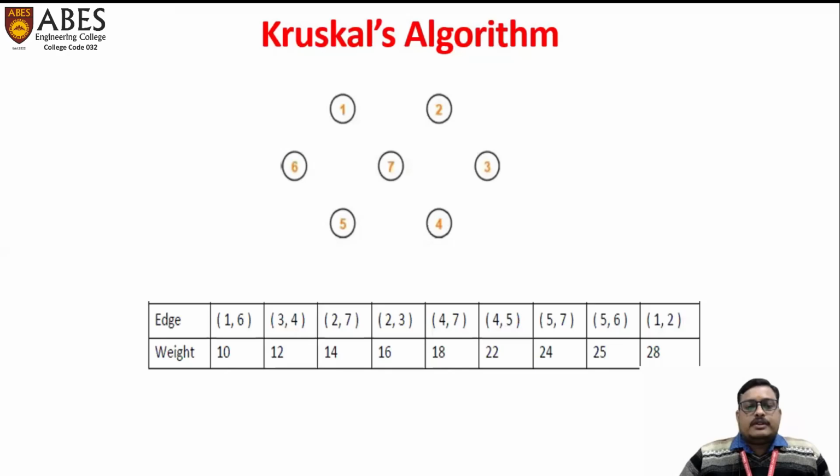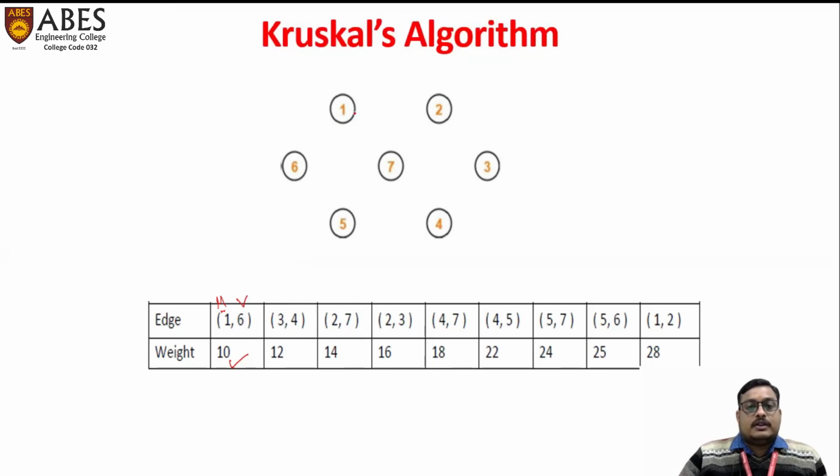So what we'll do, we'll just take the edge with the minimum weight. So here we can see 1-6 has the minimum weight, that is 10. So we'll take this, and we'll call the vertices of this edge 1 as U and 6 as V. Now our task is to find out whether U and V belong to the same tree or not, or the same set of vertices or not.